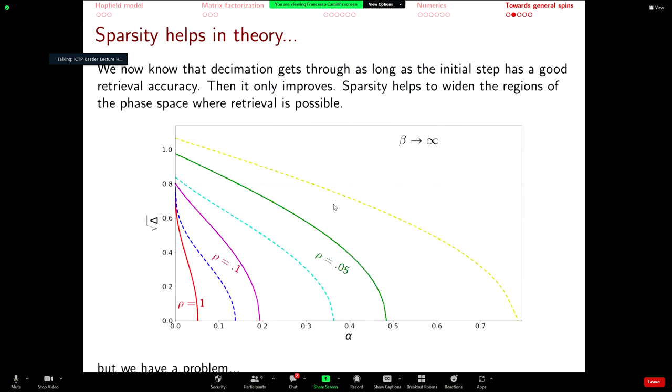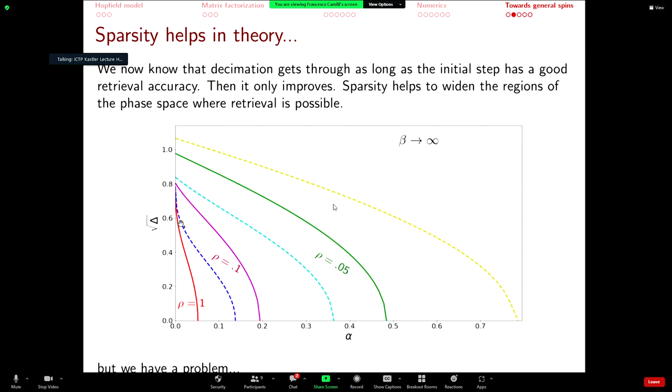Why were we interested in sparsity in the first place? It is because we expected, and it is actually the case, that sparsity helps the system to become more robust against the sources of noise that we have in the model. In fact, what you are seeing here is the phase diagram for different values of sparsity of the first decimation step. So when you're trying to find the first pattern, in particular, forget about the dashed lines. Sorry about that. Didn't have time to raise them.